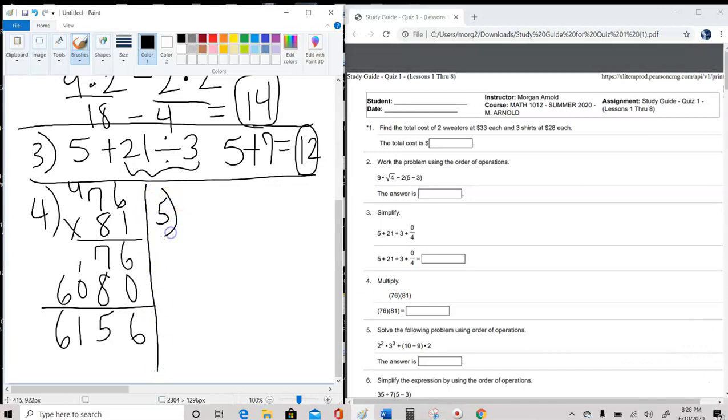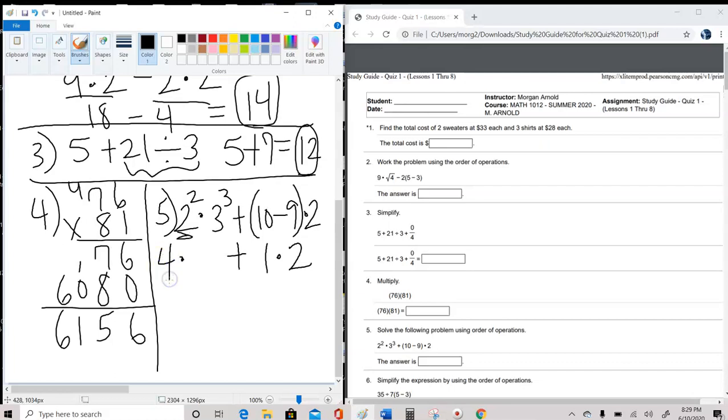Number 5, another order of operations question. This one includes exponents. Regardless, we start with parentheses first. So that's 1 times 2. Now 2 squared is 2 times 2, or positive 4. And 3 cubed is 3 times 3, or 9. And 9 times 3, which is 27.